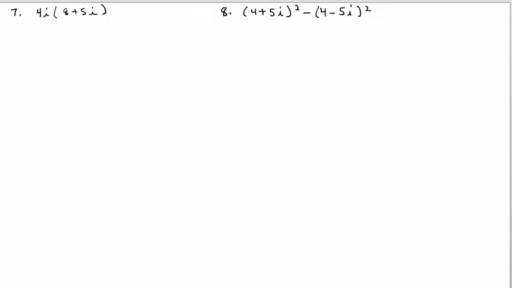All right, picking up where we left off, let's do some more examples. Let's look at number seven. The problem suggests that we distribute the 4i. 32i plus 20i squared.